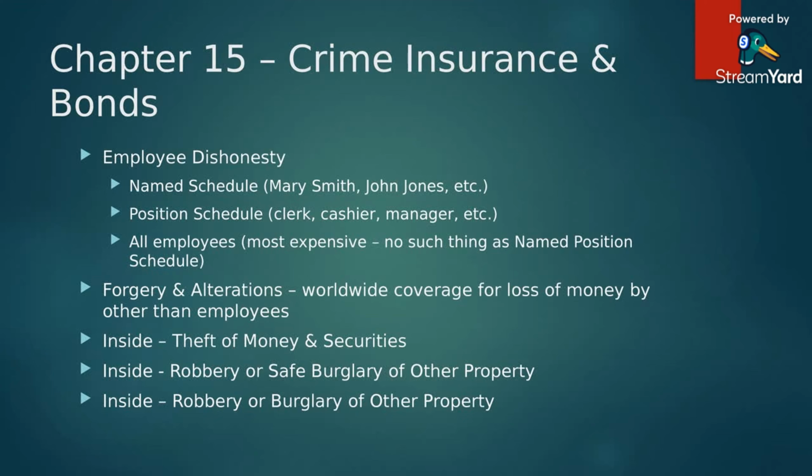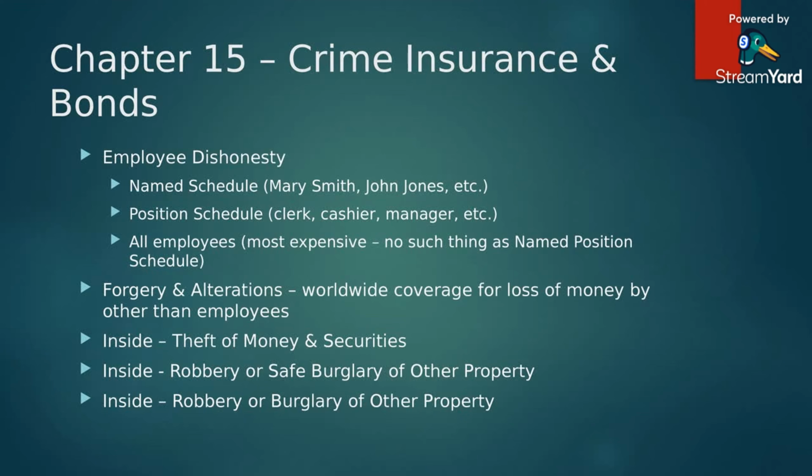Forgery and alterations coverage. This is going to cover worldwide for any loss of money resulting from forgery or alteration of outgoing checks or drafts or promissory notes by anybody other than employees. Inside theft of money and securities inside the premise is going to provide coverage for loss of money and securities from inside the premise or banking premise resulting directly from theft, disappearance, or destruction.